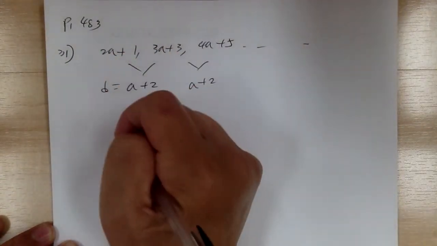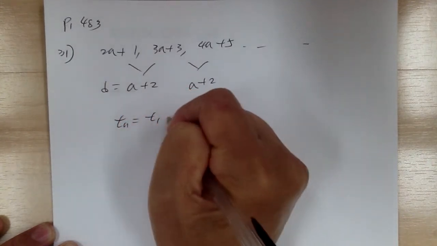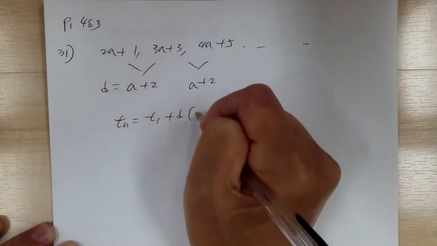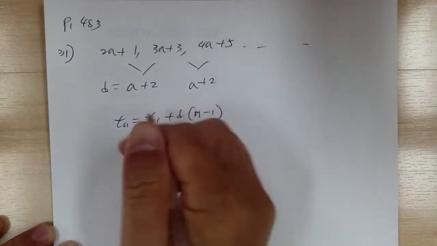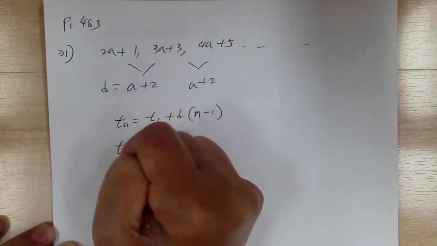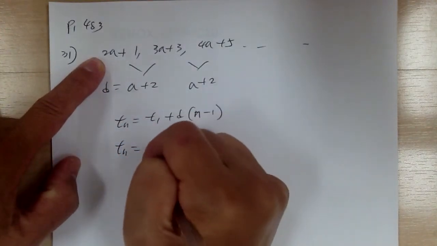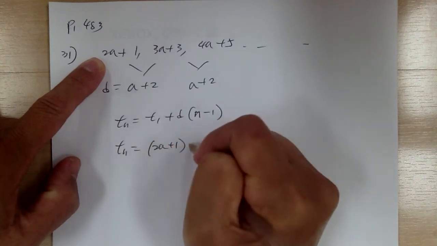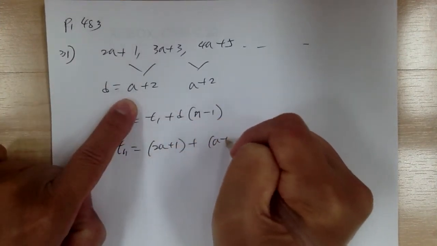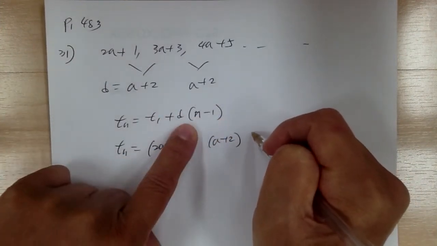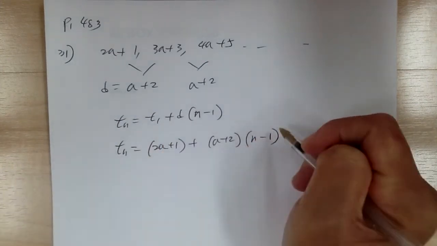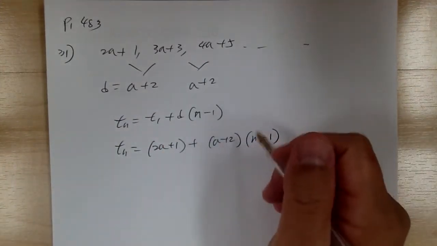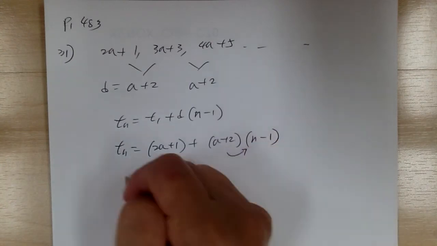So now write down the formula. t of n equals t1 plus d times n minus 1. So t of n will equal t1, which is 2a plus 1, plus d, which is a plus 2, times n minus 1. Now to get the book answer, you have to distribute.